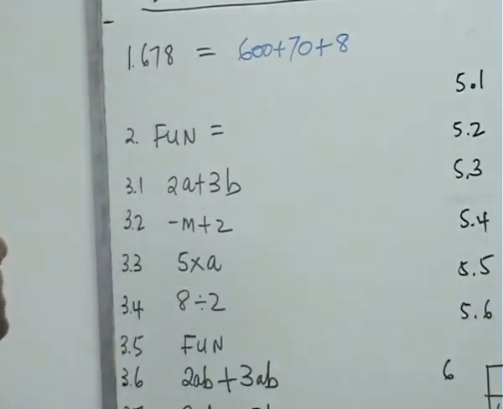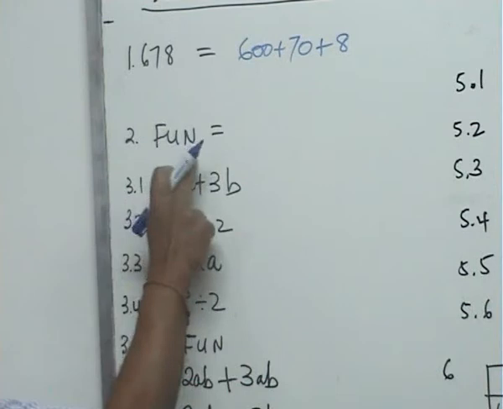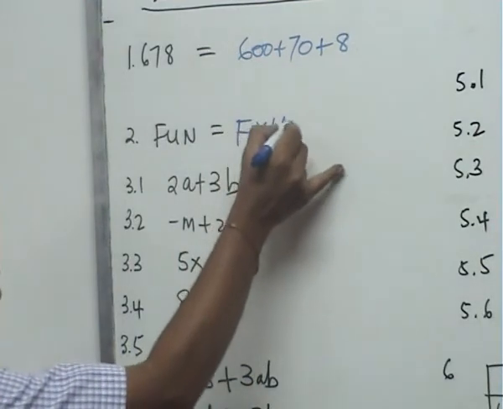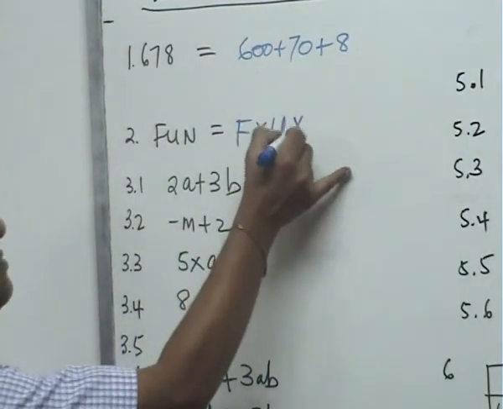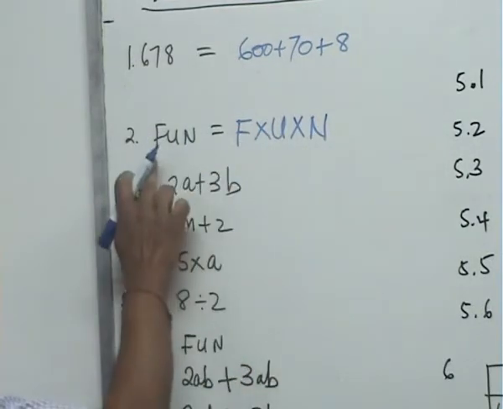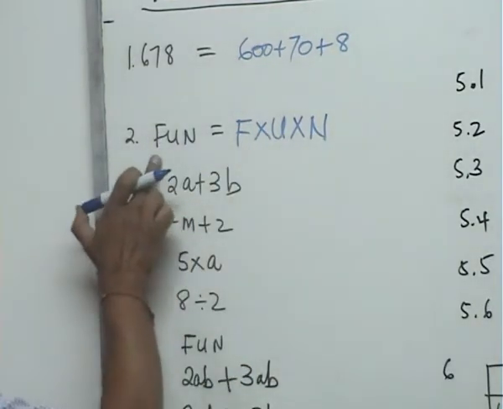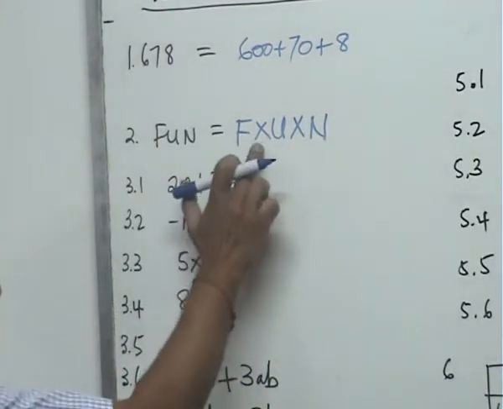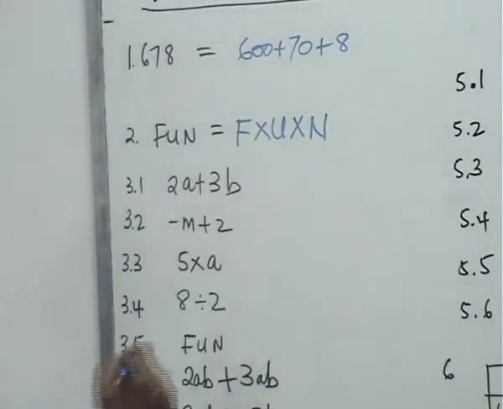Number 2, FUN, fun. Yes, if you're doing English, it is fun. If you're doing maths, it is more fun. But this we don't take as a word fun. It is F times U times N, because we're doing algebra, and in algebra, if I'm given something like this, FUN, then it really means F times U times N.